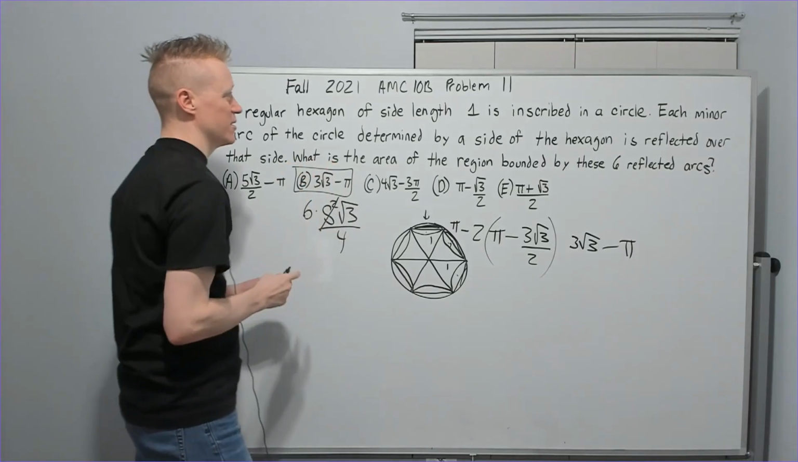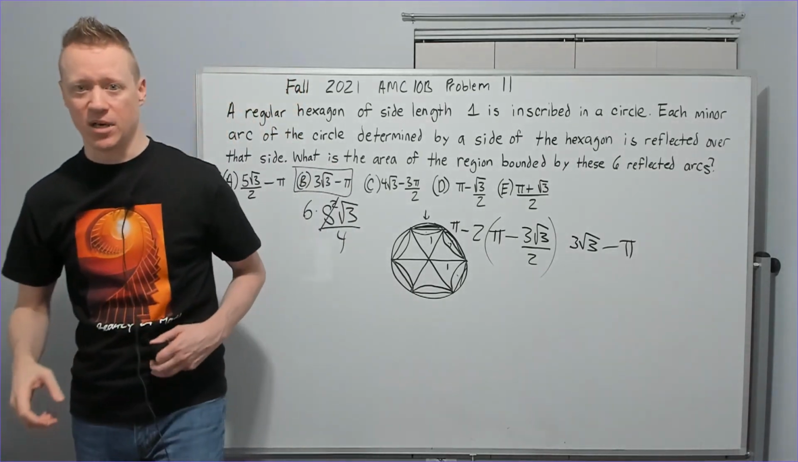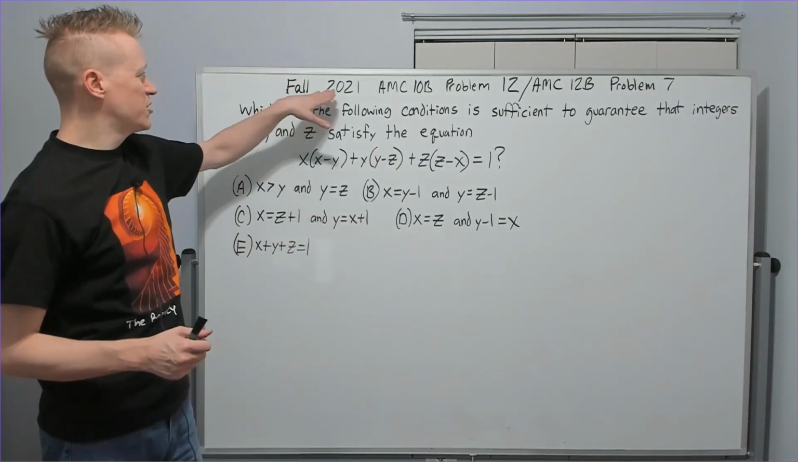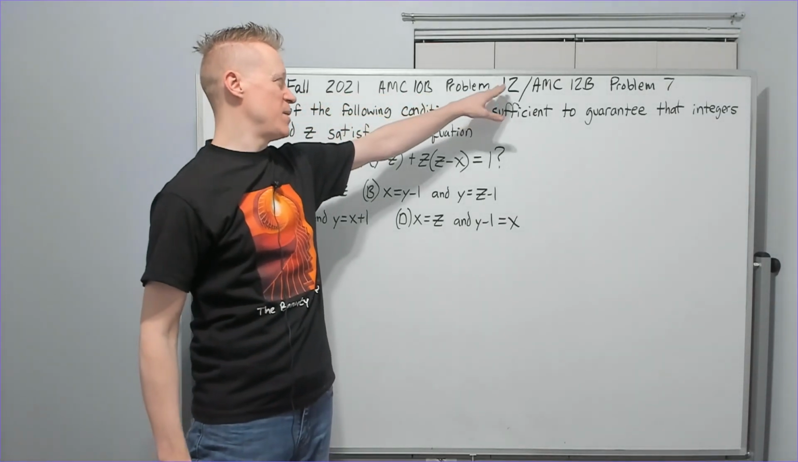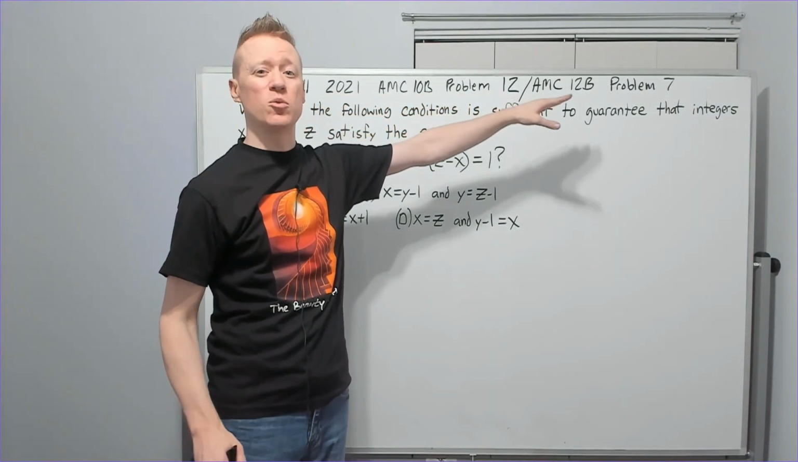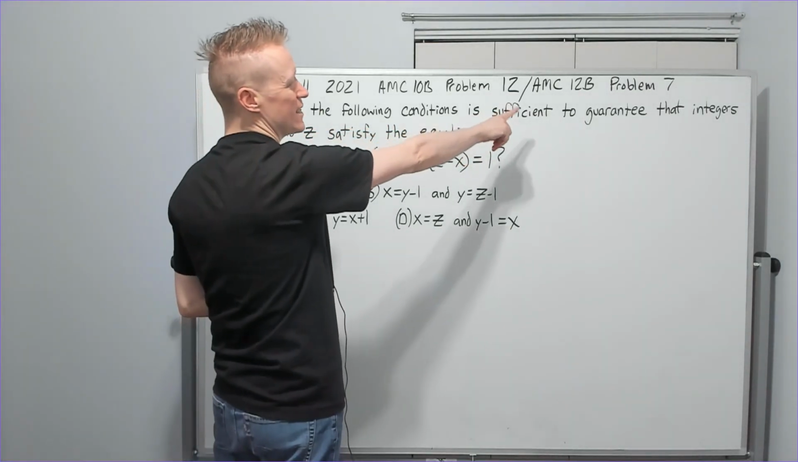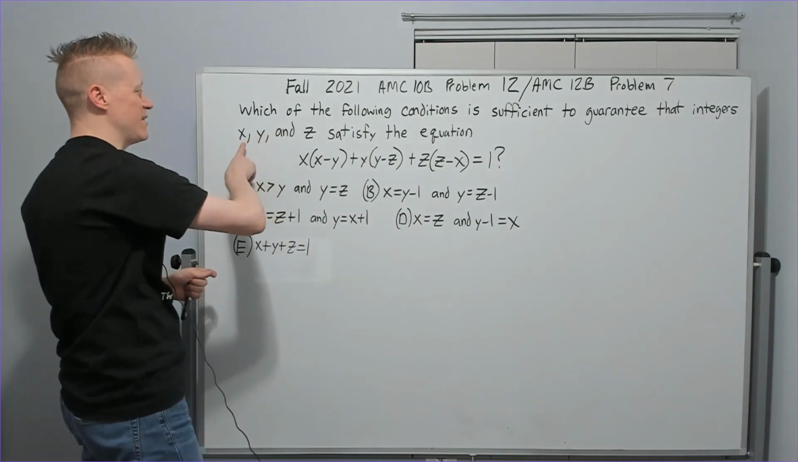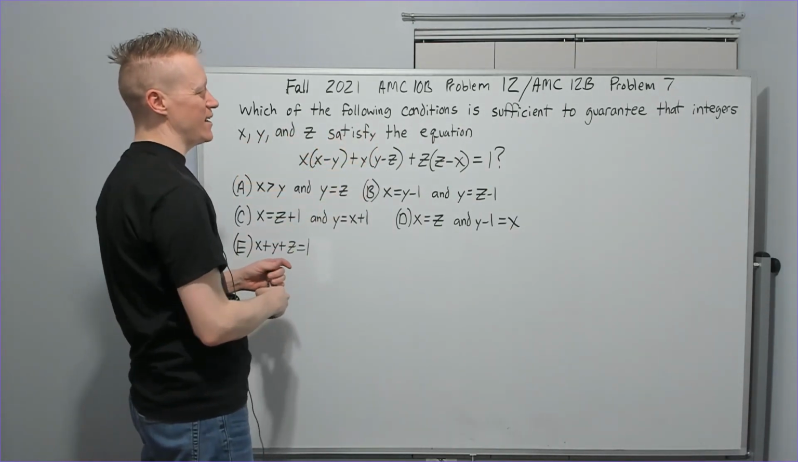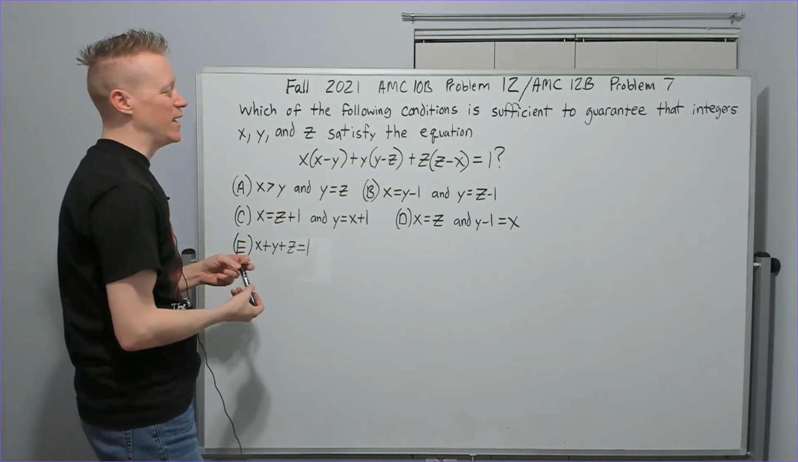Answer choice B. And we're going to do problem 12. Now the fall 2021 AMC 10B problem 12. It was also the 12B problem 7. Which of the following conditions is sufficient to guarantee that integers x, y, and z satisfy this equation?